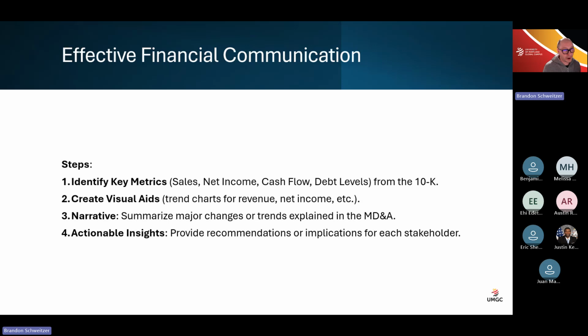As you're writing, summarize the major changes and trends that you find in the management discussion and analysis section, and provide recommendations for the stakeholders. These are the best recommendations I give you as you're working through these 6 steps.